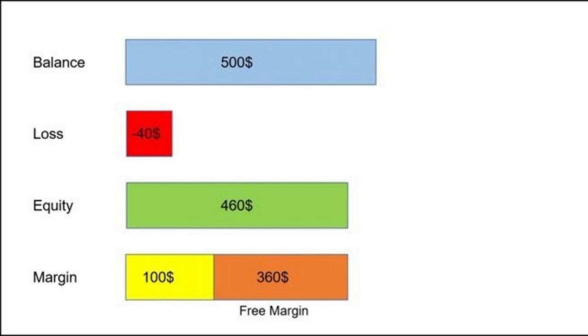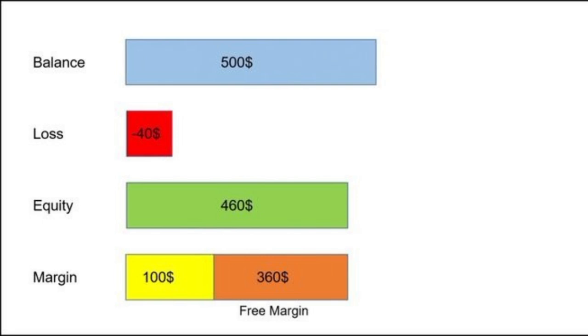Now, as you trade in your MetaTrader 4, you'll be seeing an account like this. Even when you trade on your MT4 on your laptop, you'll be seeing it like this. So your balance will be $500, for example. And let's say the loss is minus $40. So the equity that you have will be 460. So the equity is 460 and the margin is $100 and the free margin is $360. So if you add 100 and 360, you will get 460.